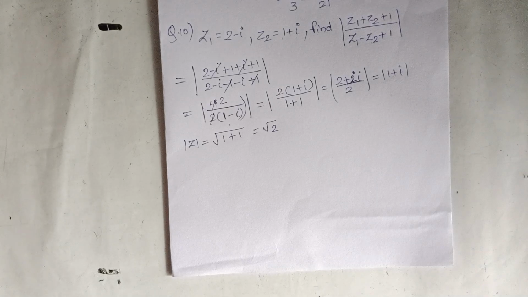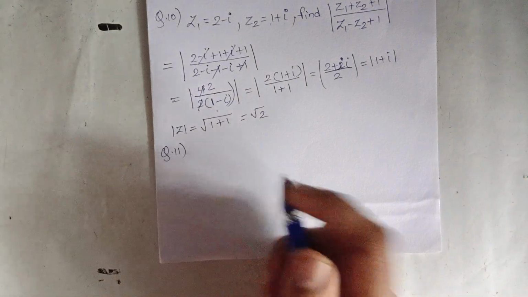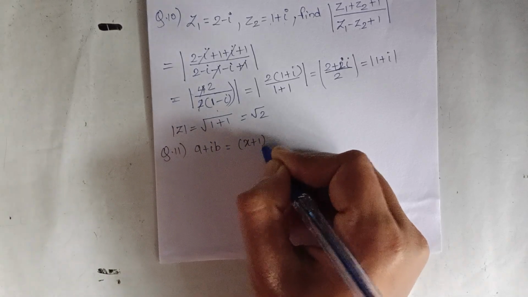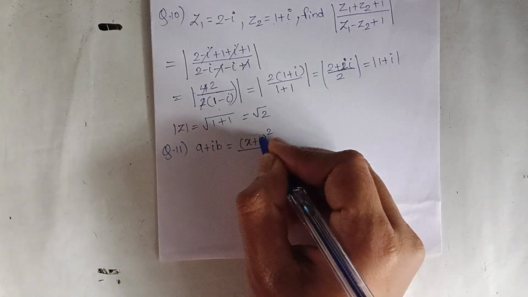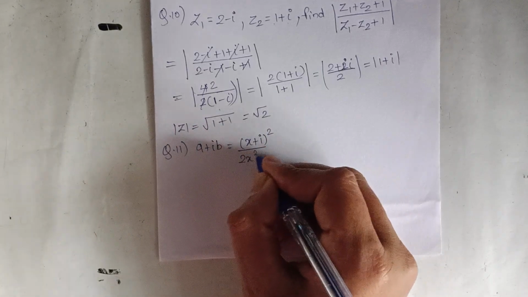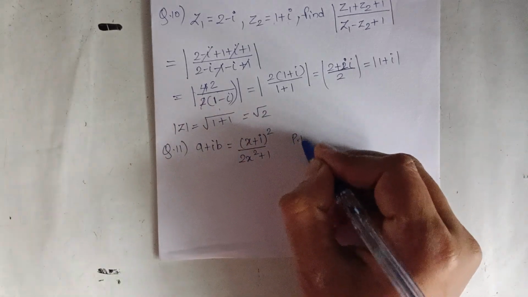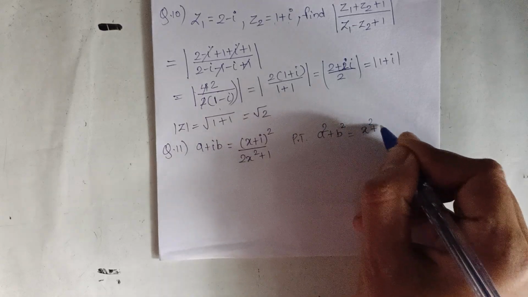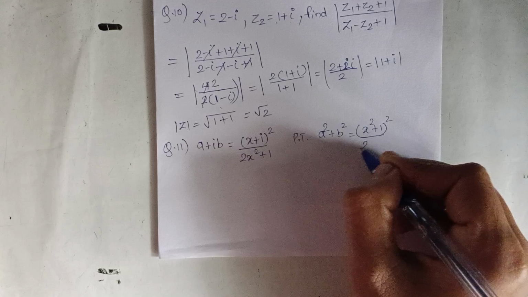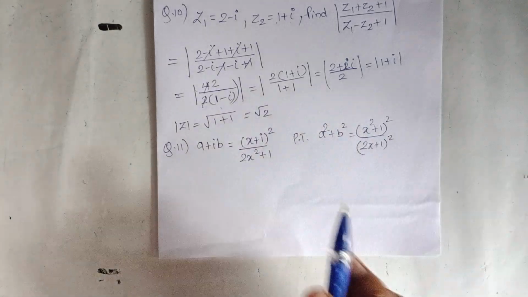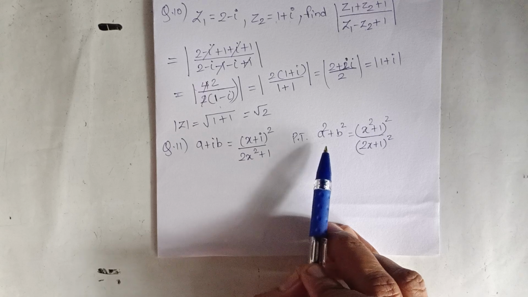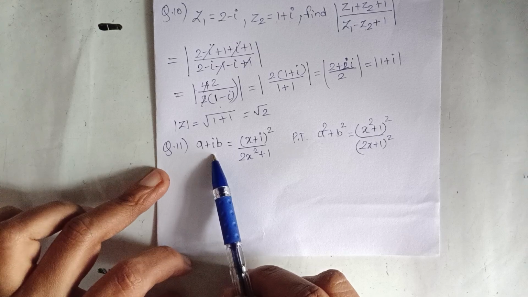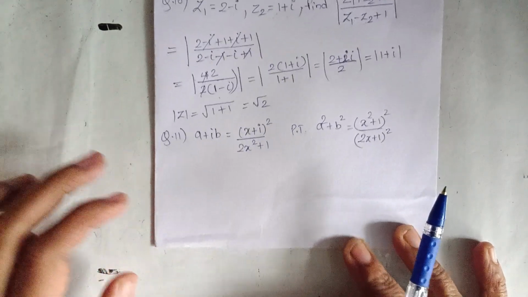Okay, let's start question 11. If a plus ib is given as x plus i the whole square upon x square plus 1, you have to prove that a square plus b square is x square plus 1 the whole square upon 2x plus 1 the whole square. Now this is again the same thing. A square plus b square, we will get it by multiplying by its conjugate. Right? This conjugate we have to multiply.